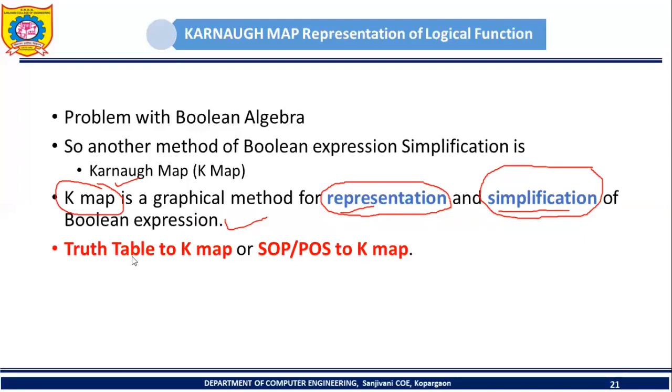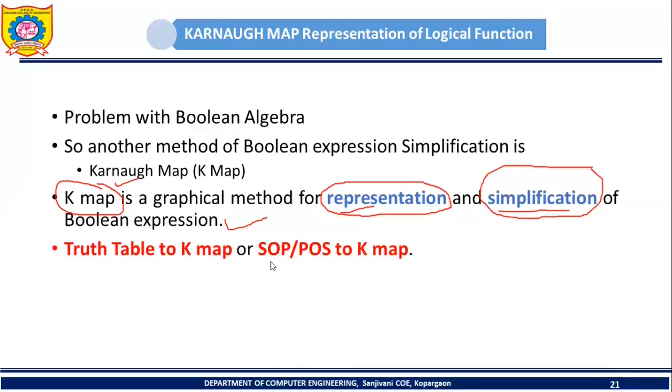Suppose you are given a truth table, then it is possible to represent all the information present in the truth table on a K-map. What information is present in a truth table? We have seen that input columns are present, an output column is present, and the truth table gives information about the output for different input combinations. All the information present in a truth table can also be shown in a K-map. Then suppose you are given some logical function in SOP or POS form. Then it is also possible to show that particular logical expression on a K-map.